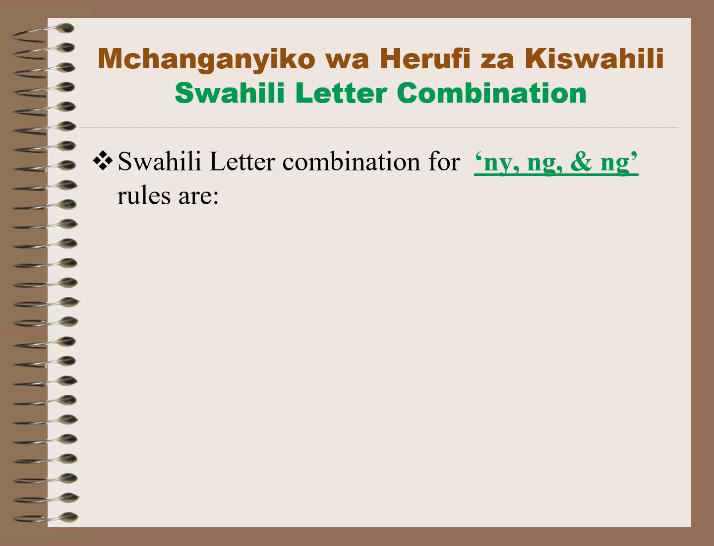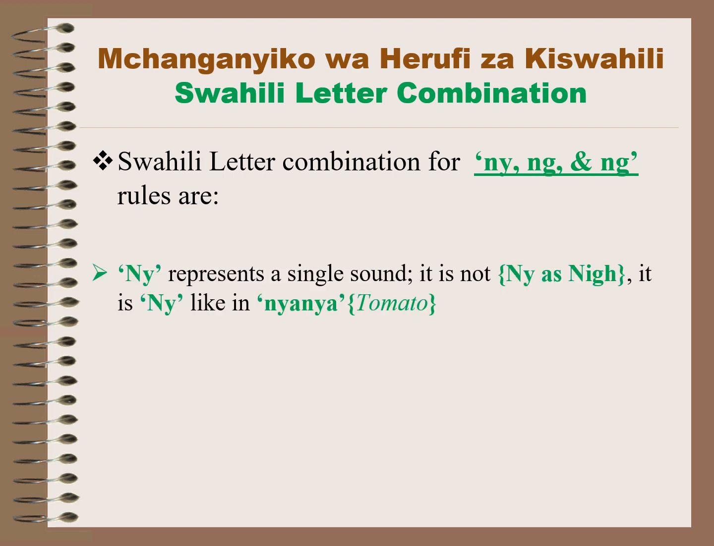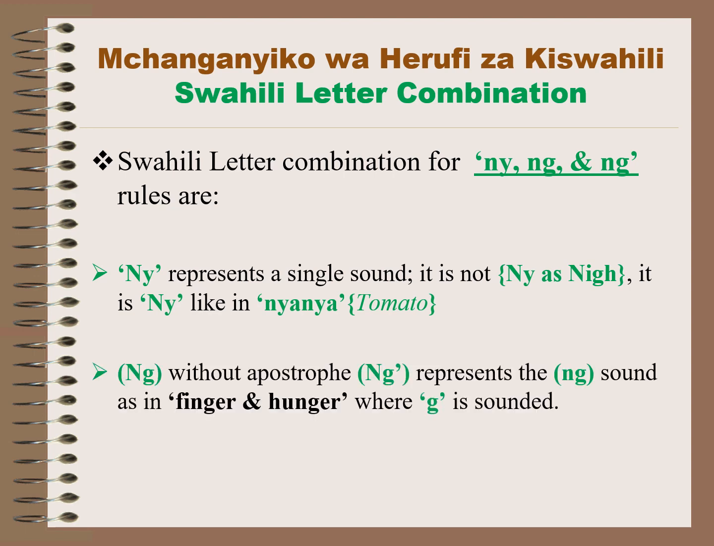We continue with the Swahili letter combination, or mchanganyiko wa herufi za Kiswahili. The rules for ny, ng, and ng' are: ny represents a single sound. It is not na-i, it is ny, like in nyanya, tomato. So this is a single sound.